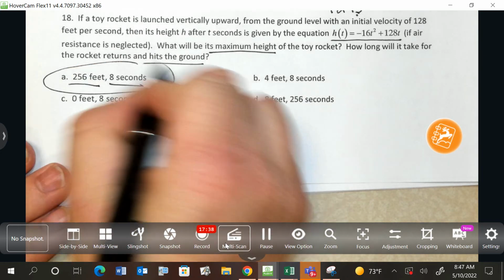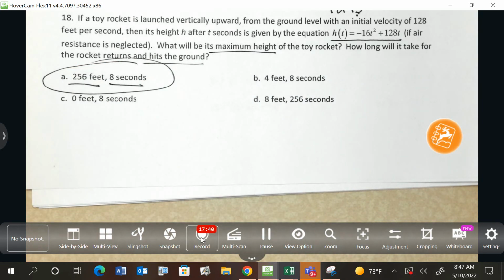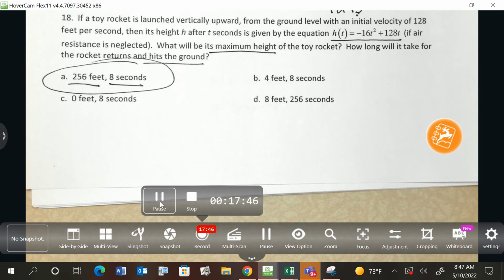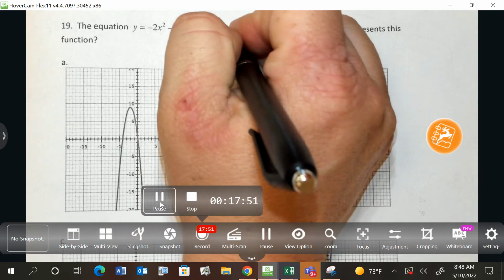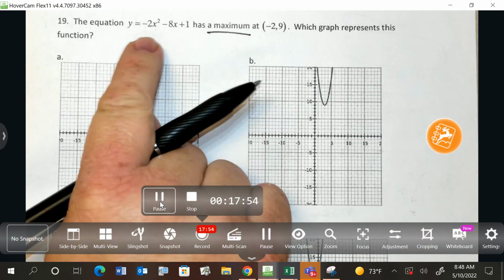And it takes 8 seconds before it hits the ground according to the equation that's supposed to follow the pathway of the toy rocket. So we want to be able to get the answer and do it with the least amount of work. It says here, where's the maximum going to be? So which equation has a maximum?